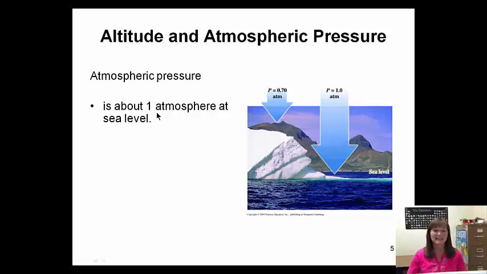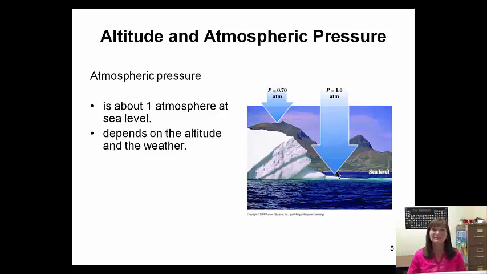A little bit about atmospheric pressure. So it is about 1 atmosphere. So remember, atmosphere is a unit of pressure. So it is about 1 atm at sea level. So if we look at this picture, we have sea level and then we have some mountains behind it, and the arrow is pointing down because we're talking about atmospheric pressure, and that's exerted down towards Earth. So if you are standing at sea level, you can expect that the column of air above you is exerting a pressure of about 1 atm.